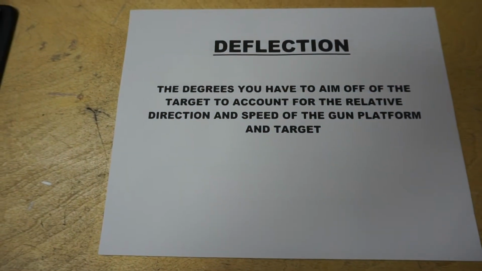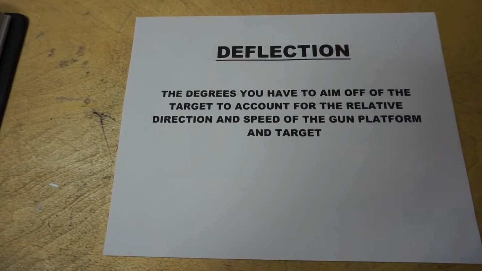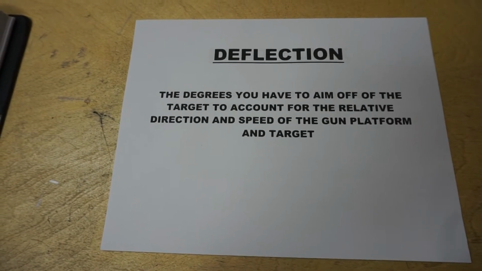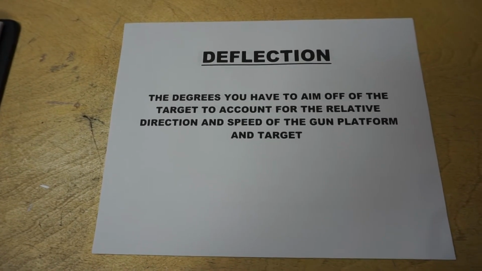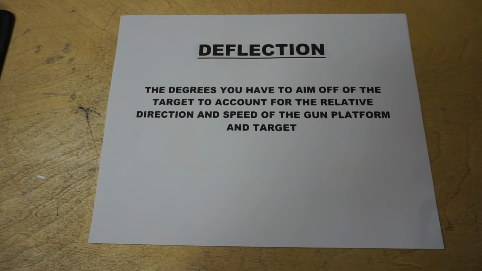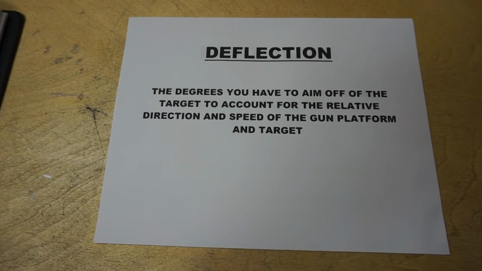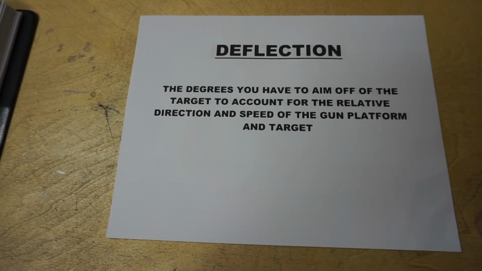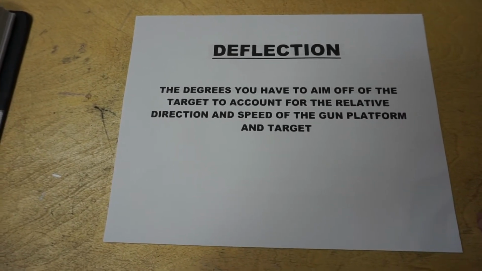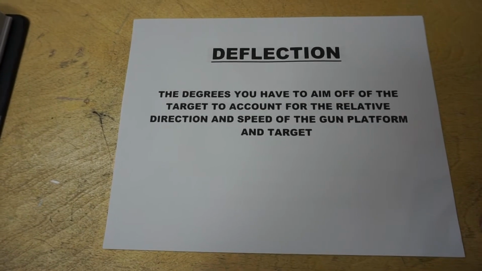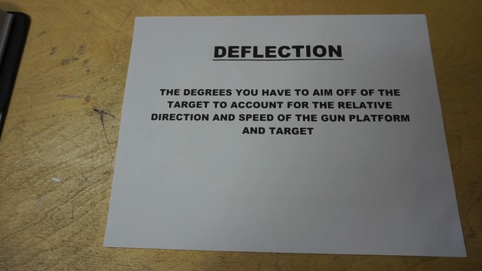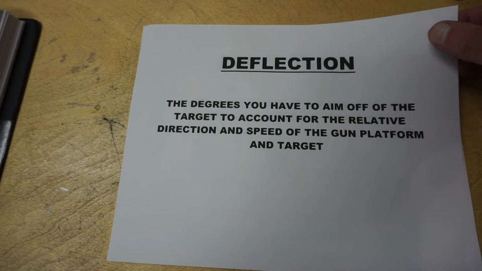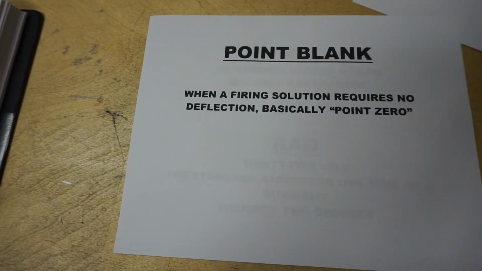The first is deflection. Deflection is the number of degrees that you have to aim off of the target to account for the relative direction and speed of the gun platform as well as the target. We're all fairly familiar with the idea of leading a target when you are stationary and the target is moving across your field of vision. But depending upon the relative motion of the bomber or gun platform and the target, it may actually be necessary to aim behind the target, above the target, or below the target.